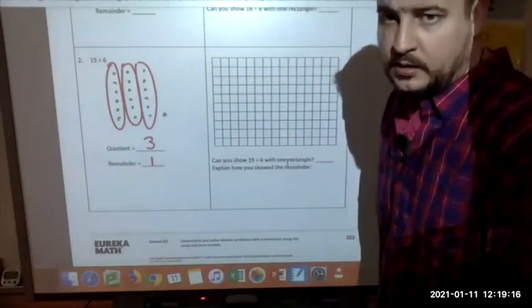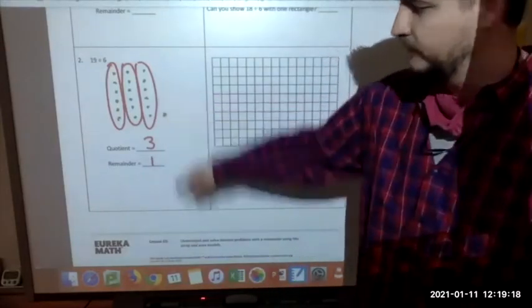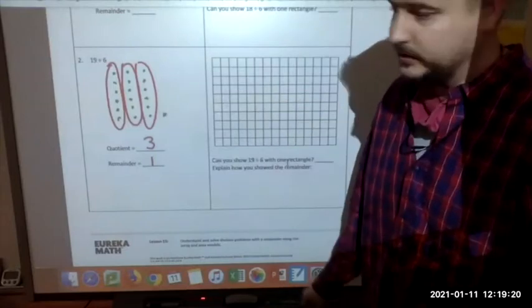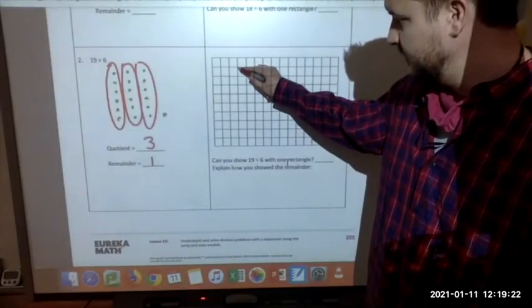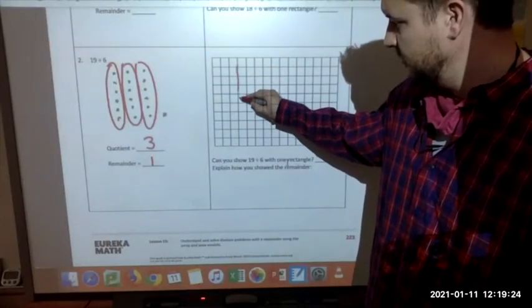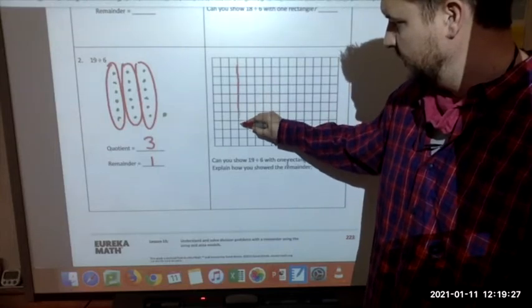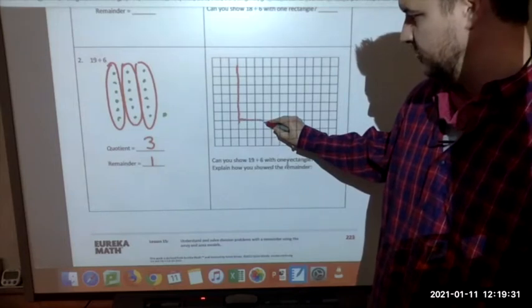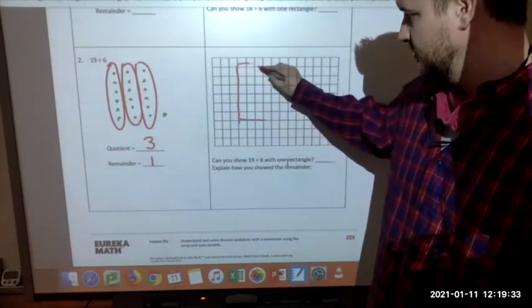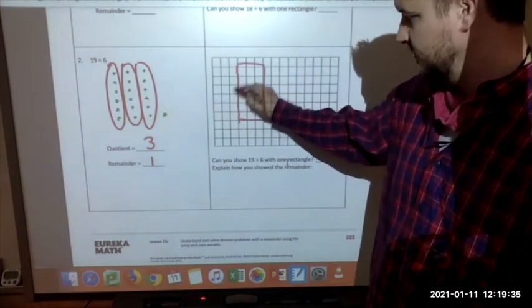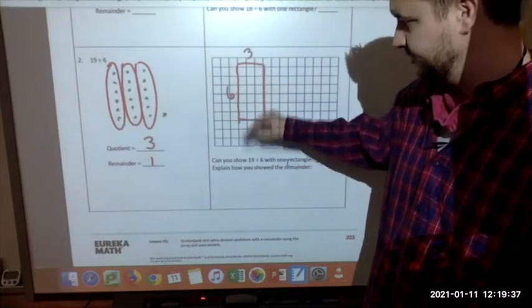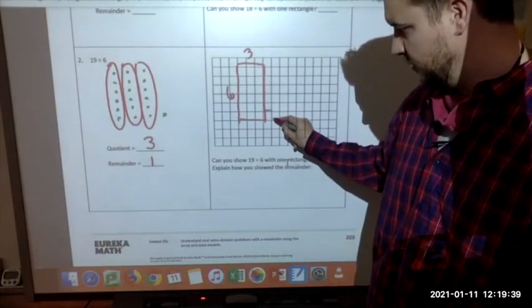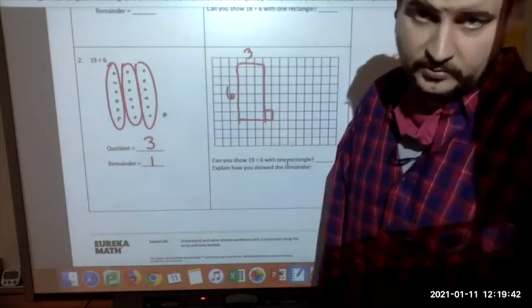If you didn't get that far, then you probably didn't get this part over here. So if I have a group of 6, 1, 2, 3, 4, 5, and 6, I can make a complete group of 3. This is a 3 by 6 again. It's going to be one little cube out to the side, the remainder.